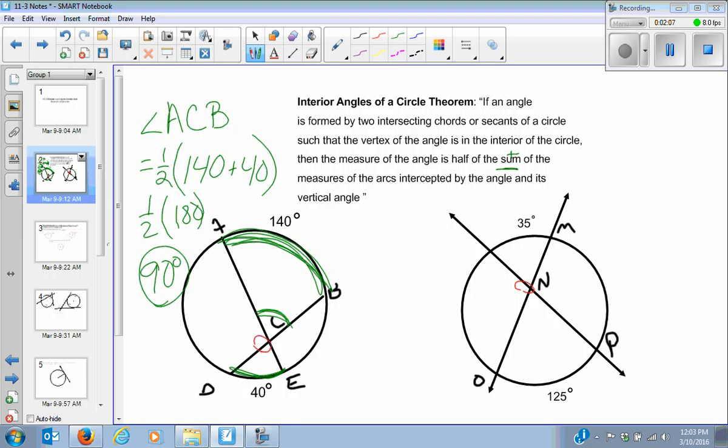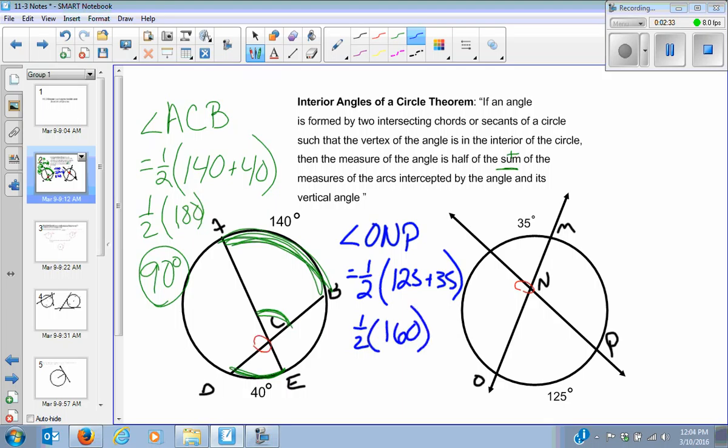All right, same thing with this one over here. The only difference between this is these are chords, and these are secants. So if I want to find angle ONP, it would equal 1/2 of 125 plus 35, equal 1/2 of 160, which would be 80 degrees.